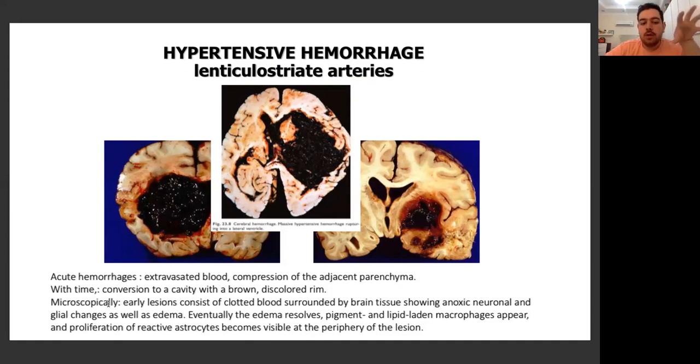While if you do a microscopic analysis, you will see that there are macrophages that are filled up with either lipid, as we said, or they are filled up with pigment, which is basically hemosiderin and all of the blood components they ate up. And for the neurons surrounding the area, you'll find that they have anoxic changes. Okay, so they are very ischemic, they are very anoxic.